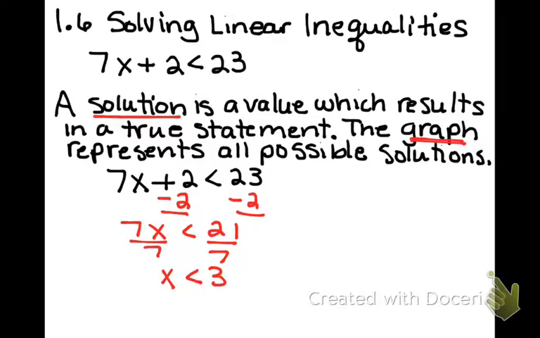And now we're going to graph it. The graph would look something like this. We would circle the 3 and then highlight everything to the left of 3. We use a hollow circle to show the 3 is not a solution, but every single value less than 3 is. So 2.9999 is a solution, but 3 is where it stops. It's not included.